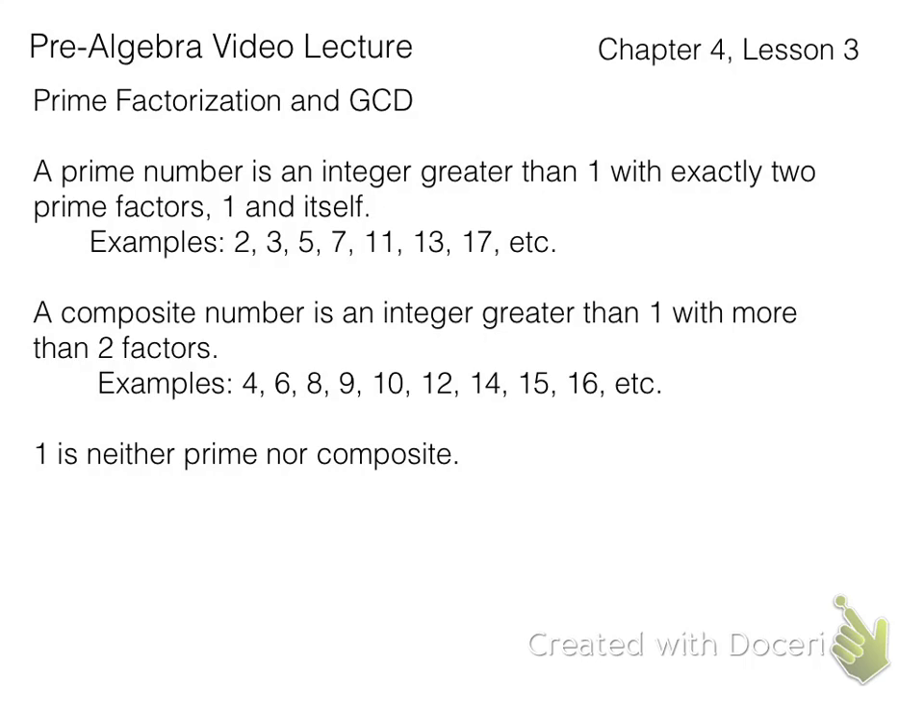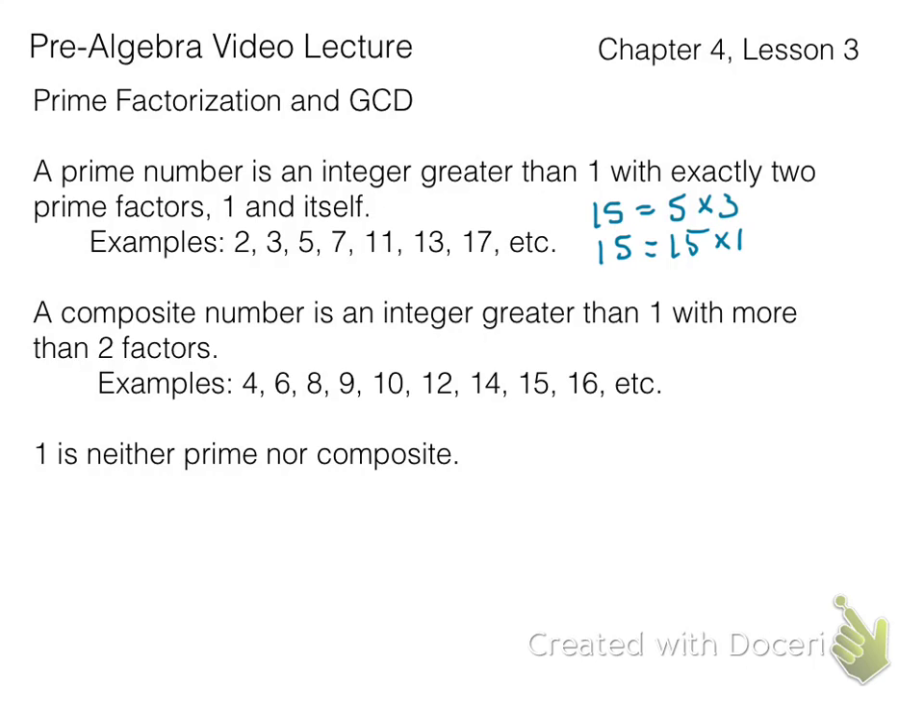All right. So as just a review, a prime number is an integer greater than 1 with exactly 2 factors, 1 and itself. And what I mean by factors are things that you multiply together. So I could say factors of 15 would be 5 and 3 because 5 times 3 is 15. I could also say factors of 15 would be 15 and 1. Okay, so again, they're numbers being multiplied together to get the number you're looking at.